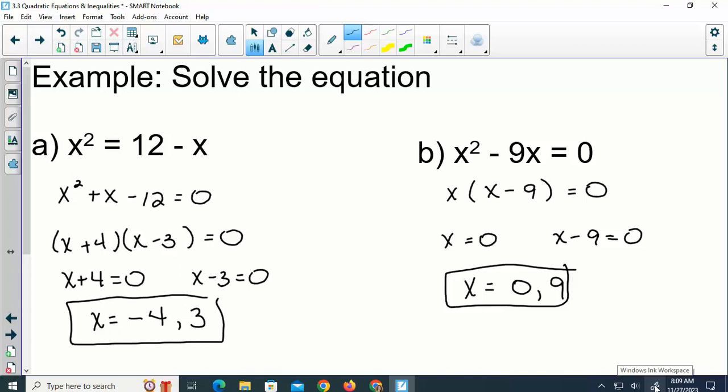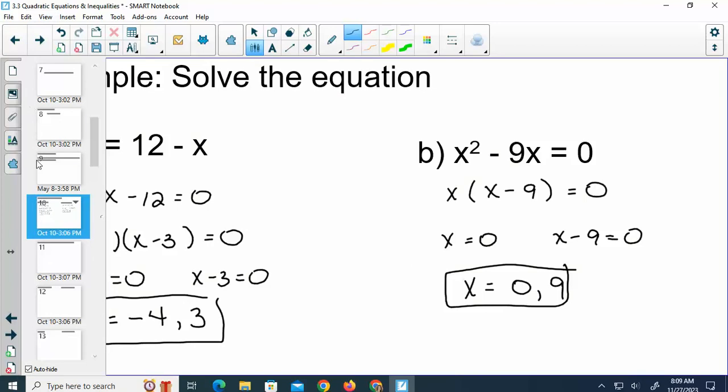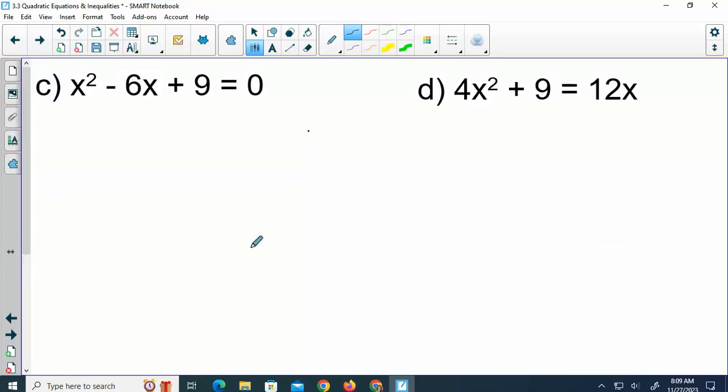Is it possible to check these? Yeah, always. You can plug these back into your original equation and they will work. So if you're not sure, take the time and do that. Any questions so far? Why don't you guys try C for me?